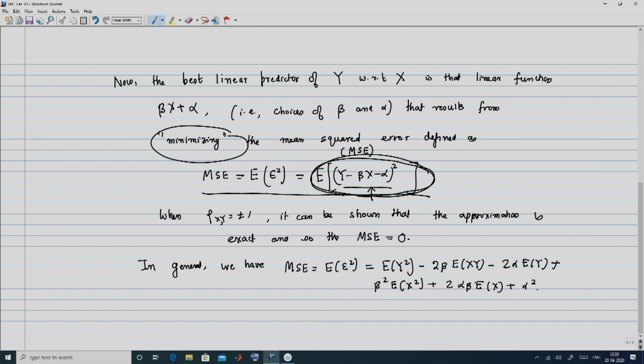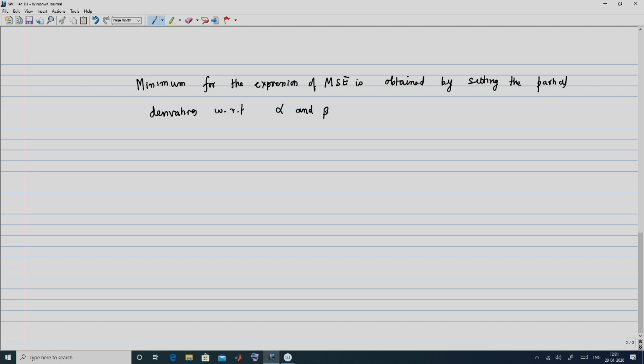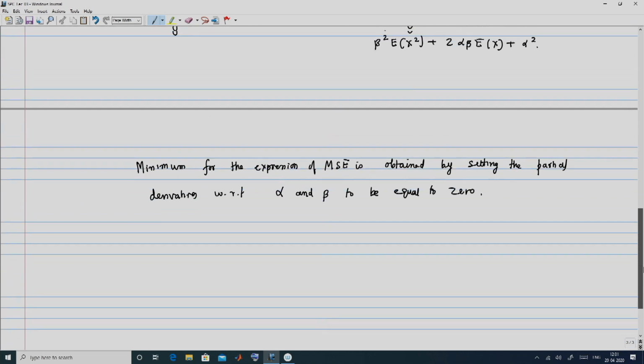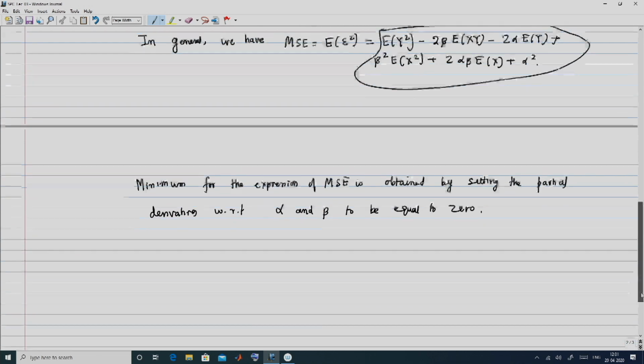And remember that our goal is to minimize the MSE. So we make the observation that the minimum for the expression of the mean squared error, where the terms that I want to obtain are beta and alpha, is obtained by setting the partial derivatives with respect to alpha and beta equal to 0, since the optimization is done with respect to alpha and beta. Once you take the derivative of this term with respect to alpha and beta and set it equal to 0, we will get two equations.